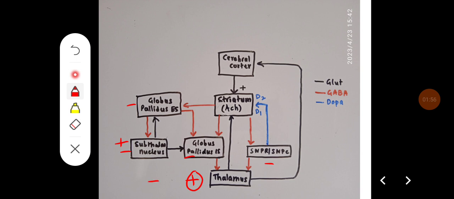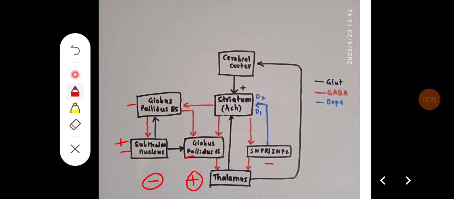So the indirect pathway or indirect loop is always inhibitory in nature, and the activity in the basal ganglia is going to depend on the balance between these two pathways, that is, direct pathway and indirect pathway. They are excitatory and inhibitory respectively, and the inhibitory pathway always dominates.